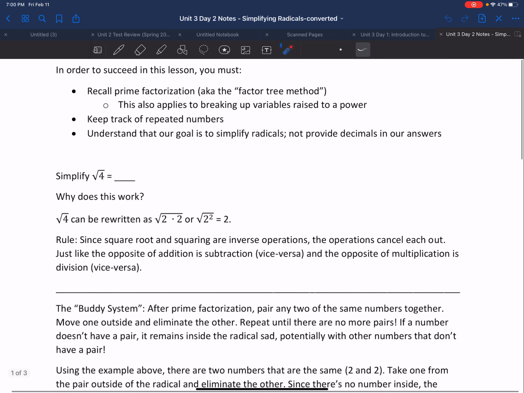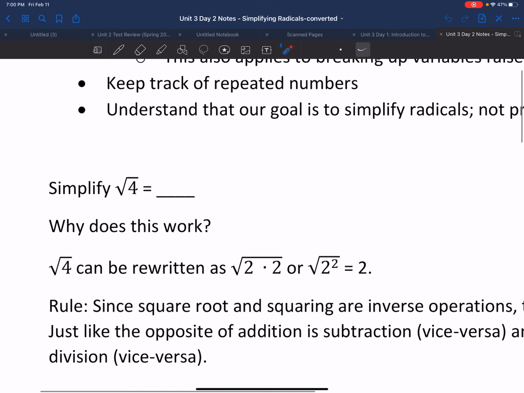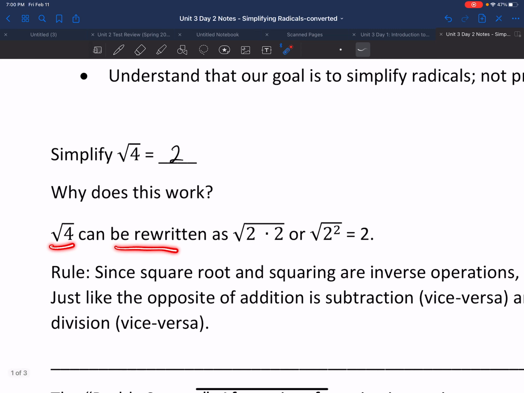Okay, so we all know that the square root of 4 is just 2. And why does this work? The square root of 4 can be rewritten as the square root of 2 times 2, right? 2 times 2 is what? 4, right? We can break that up. Or you can write this as the square root of 2 squared, right? 2 squared is the same thing as 2 times 2. Exactly what we have here.